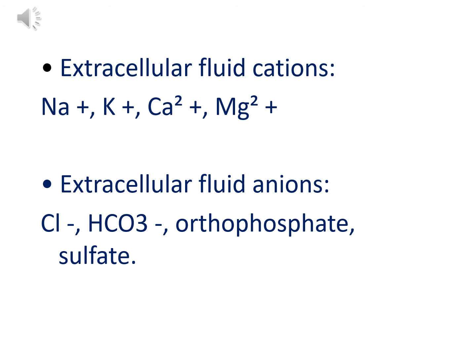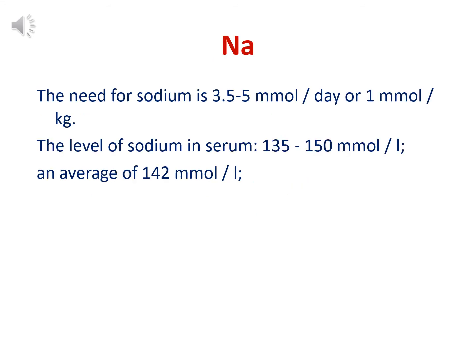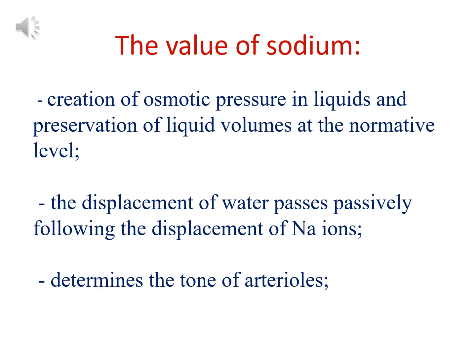The main extracellular fluid cations are sodium, potassium, calcium, magnesium, and the main anions are chlorine, bicarbonates, orthophosphate, sulfate. What is the role of sodium in the body? The requirement of sodium is 3.5 to 5 millimole per day or 1 millimole per kg. The level of sodium in serum is 135 to 150 millimole per liter, an average of 142 millimole per liter. Sodium creates osmotic pressure in liquids and keeps the volume of liquid at a standard level. Sodium attracts water and determines the tone of arterioles.